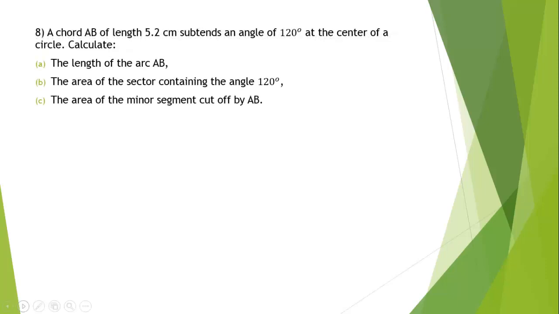A chord AB of length 5.2 cm subtends an angle of 120 degrees at the center of a circle. Calculate the length of the arc AB, the area of the sector containing the angle 120 degrees, the area of the minor segment cut off by AB.